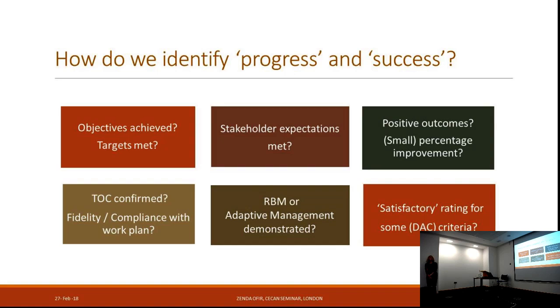When we get positive outcomes, some improvements, some percentage of improvements, or something that we all probably know, a satisfactory rating when we evaluate according to some criteria. And there are usually what's called the OECD DAC criteria, sustainability and all those things. So when we see these things being met or being done or outcomes achieved, are we then successful? No. Because we do not look at everything that makes for success.